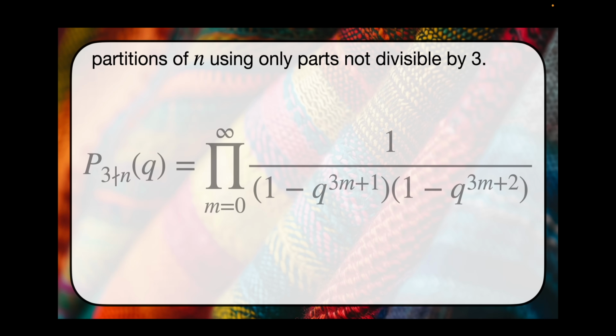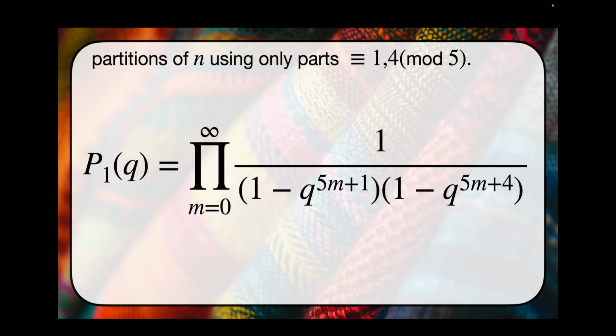Now, we can also pretty easily package this into a nice product. So we've got the generating function for partitions using parts not divisible by 3. This product is, as m goes from 0 to infinity, 1 over 1 minus q to the 3m plus 1 times 1 minus q to the 3m plus 2. So that's going to capture all of the numbers that are not divisible by 3.